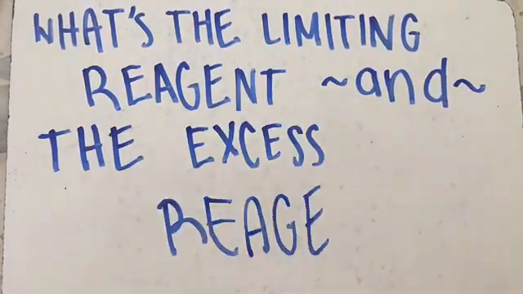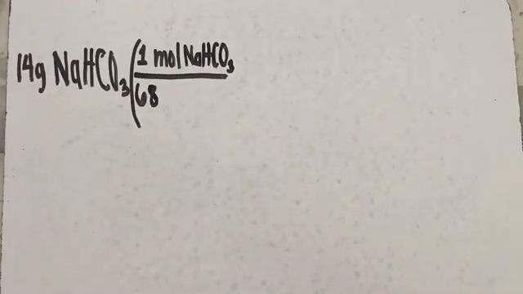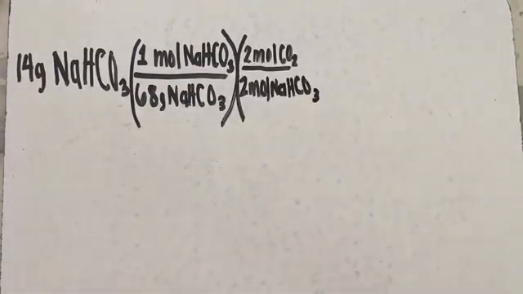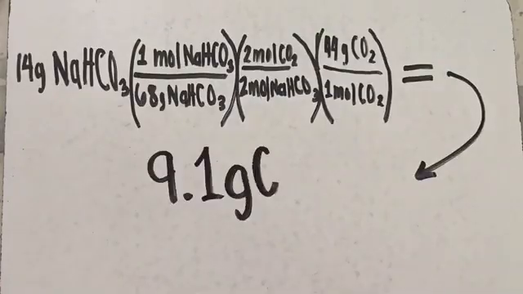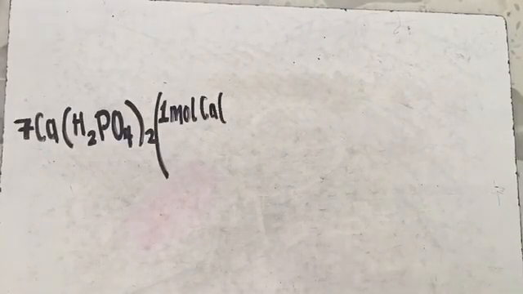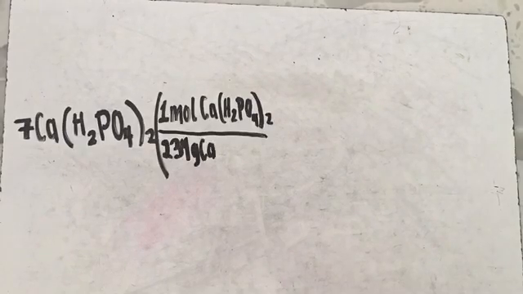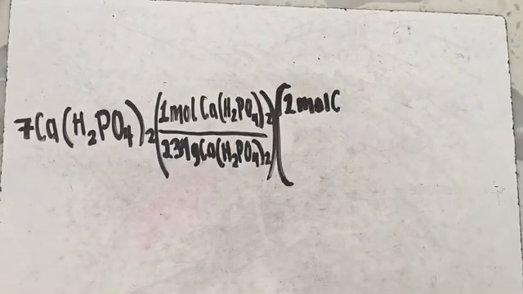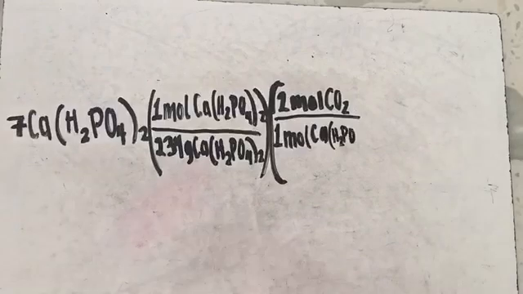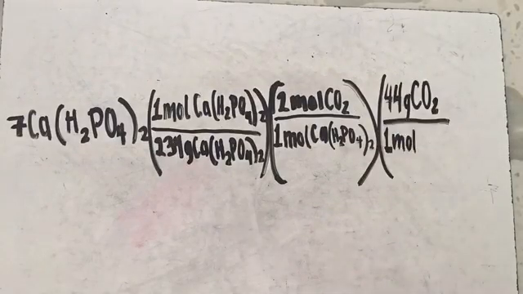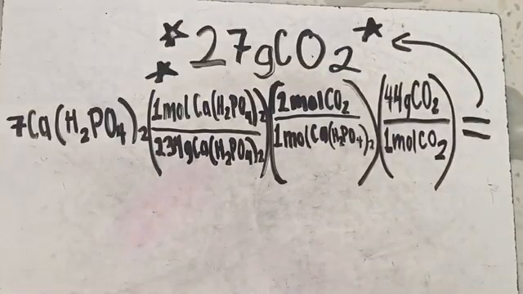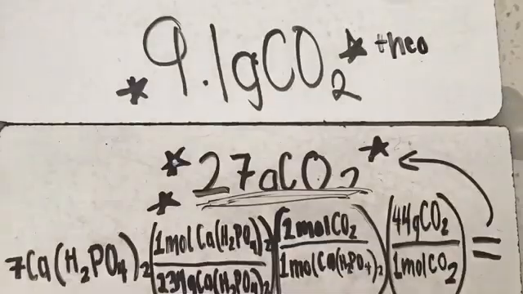When given 14 grams of sodium bicarbonate, we can determine the amount of CO2 formed by using stoichiometry, to then get 9.1 grams of CO2. We can use the same method with 7 grams of calcium dihydrogen phosphate to get 27 grams of CO2. This means that sodium bicarbonate is the theoretical yield.